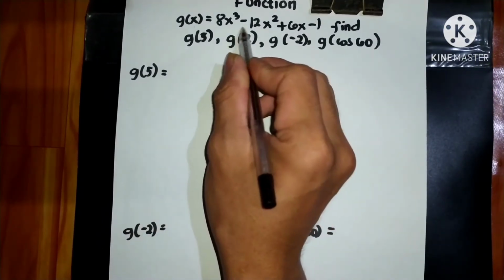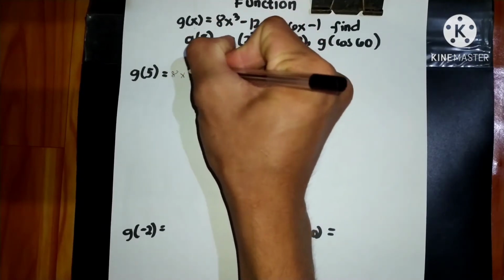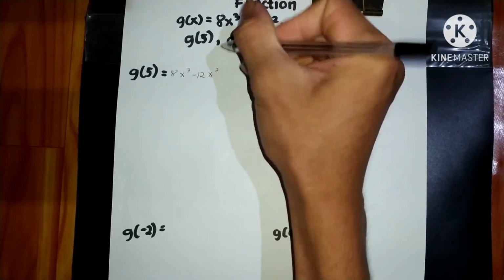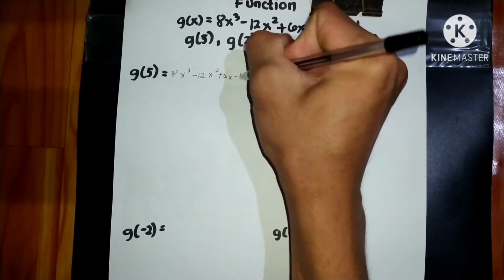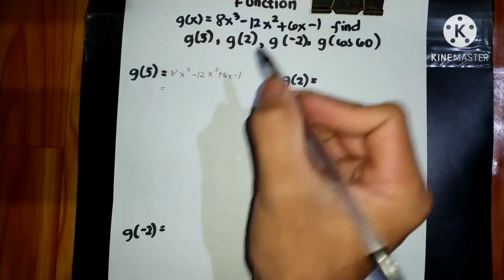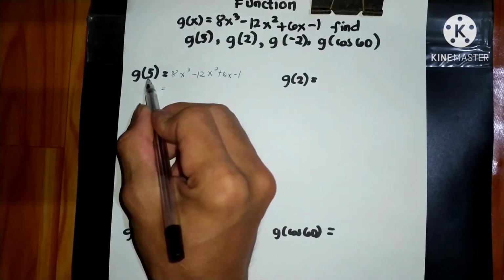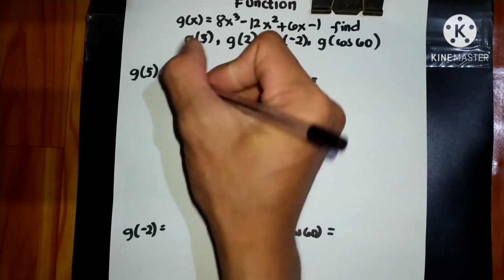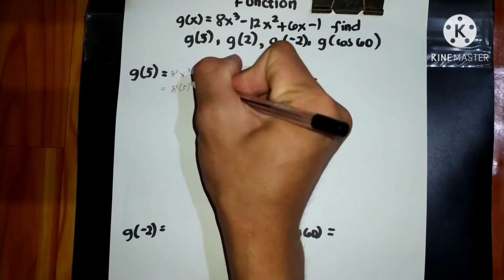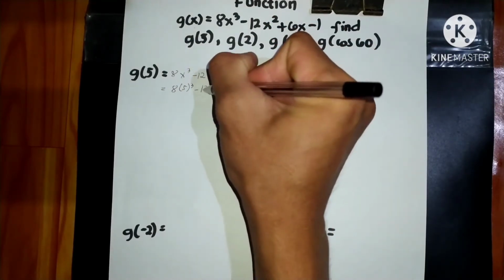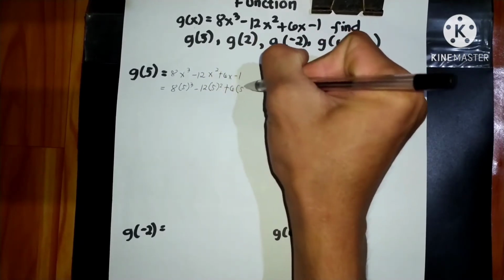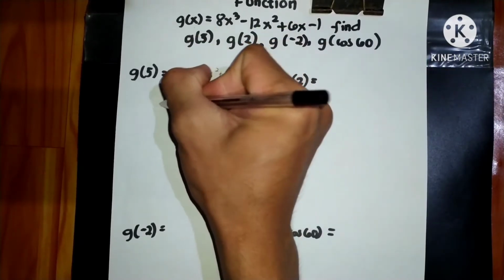Just simply copy the equation. 8x cubed minus 12x squared plus 6x minus 1. Ang gagawin natin, the value of 5 must be substituted into the variable x. So ganito na ang mangyayari. 8 times 5 cubed minus 12 times 5 squared plus 6 times 5 minus 1.